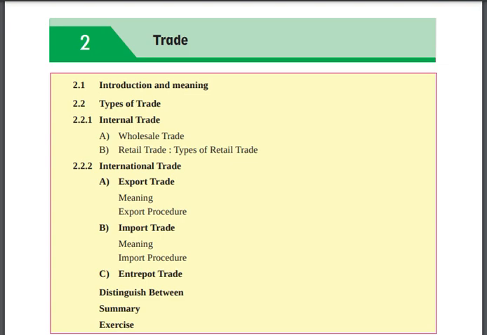If you are selling something in your country, that will become internal trade, and if you sell something out of the country, that will become international trade. So in internal trade also there are types, in international trade also there are types. That we are going to learn today. Okay, the chapter is very interesting, and it is a part of commerce, so that's why we are learning.